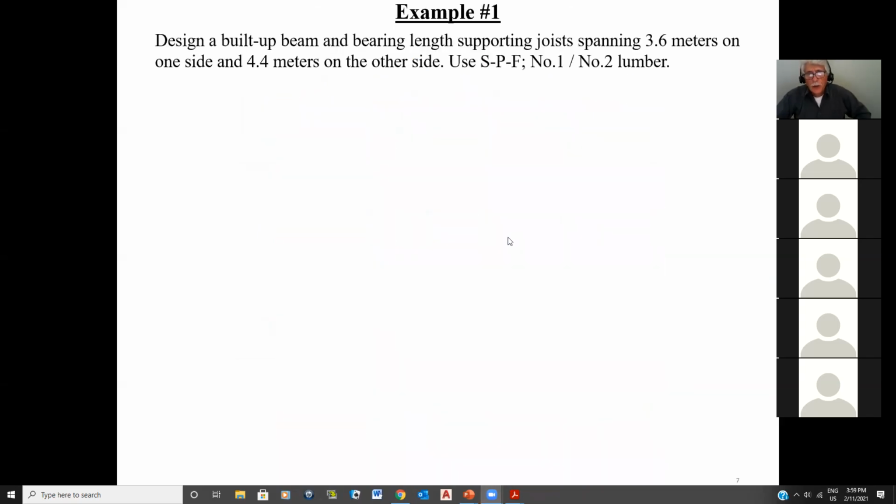Okay. So here we go. We're going to design a built-up beam and the bearing length, of course. We design a built-up beam and the bearing length supporting joists spanning 3 meters on one side and 3.6 meters on one side and 4.4 meters on the other side. So what this means is very simple.